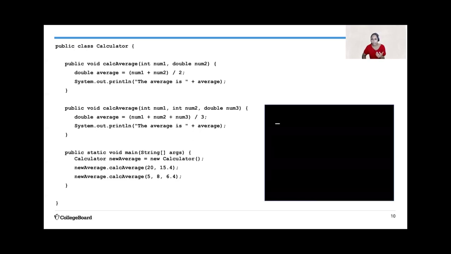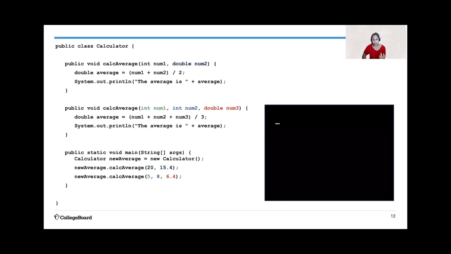so that way I can do that kind of task. So in the method call, when I do new average.calcAverage and pass the values of 20 and 15.4, the compiler is then going to look for which method signature matches how I'm calling this method. So in this case, it'll match it to the first method because I have an int for the first value and a double for the second one.